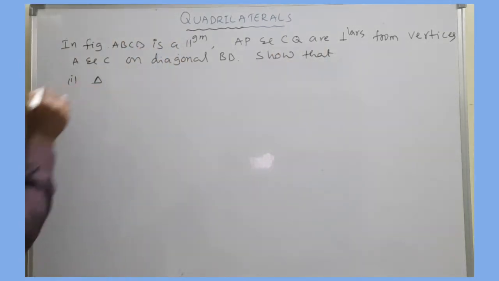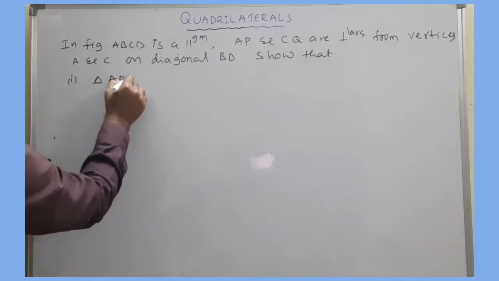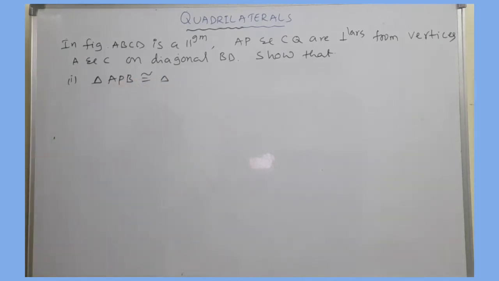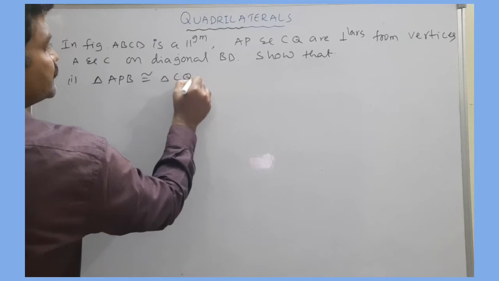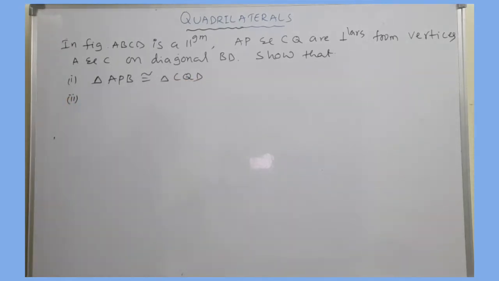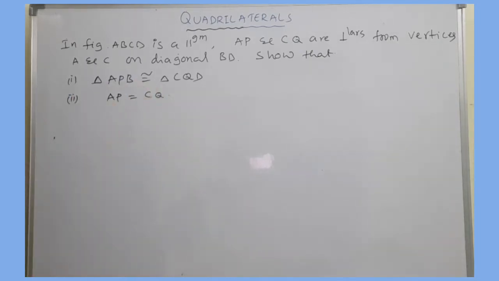first, triangle APB is congruent to triangle CQD. Also, we have to prove that AP is equal to CQ. So look at the statement once again.